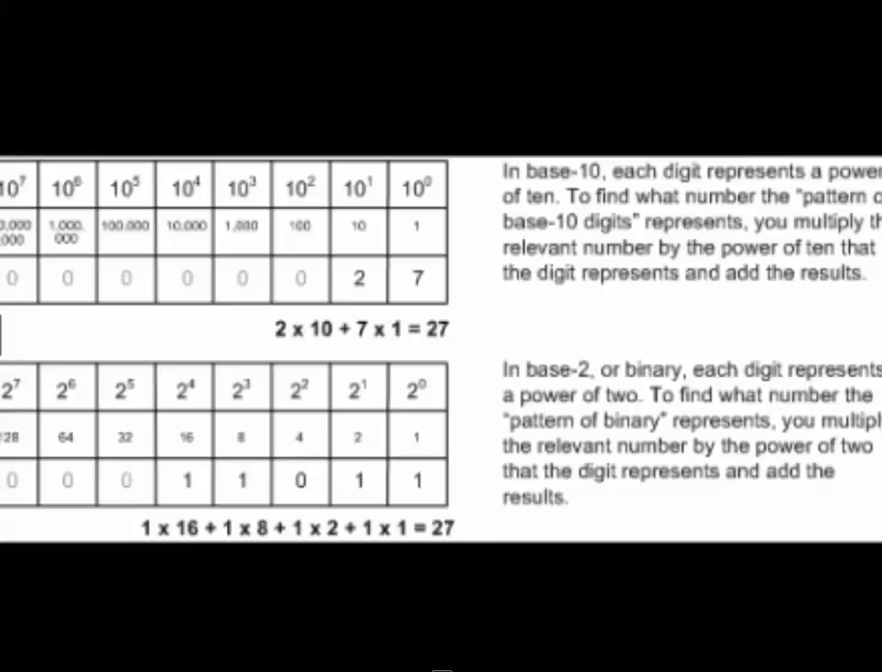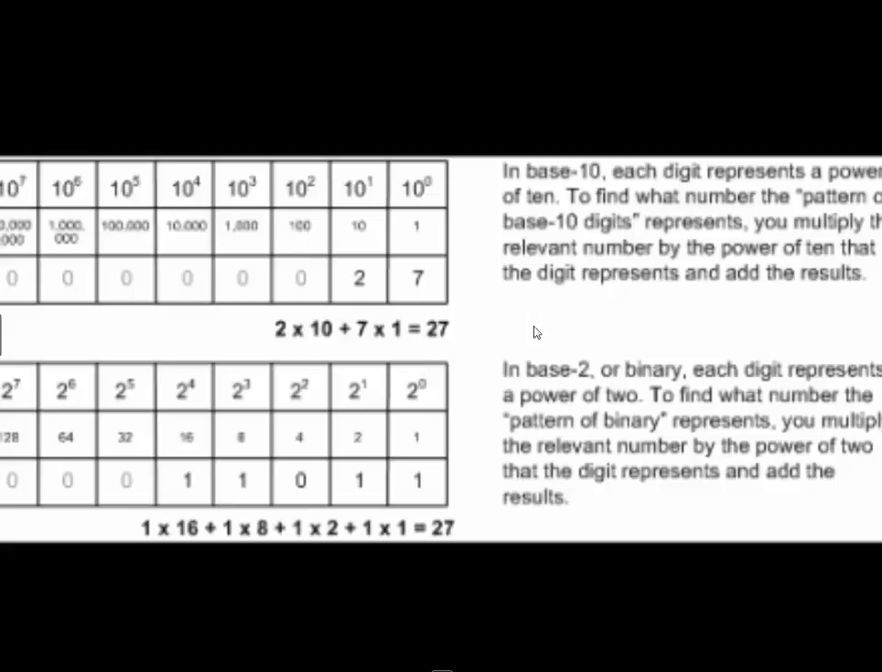Now what are the base 10 and base 2 systems? The base 10 that we usually use is that the number 10 is the coefficient, and that coefficient is powered by 0, then 1, and then increasingly by ones. So over here we have 10 to the power of 0 equals 1, 10 to the power of 1 equals 10, 10 to the power of 2 equals 100, and so on.